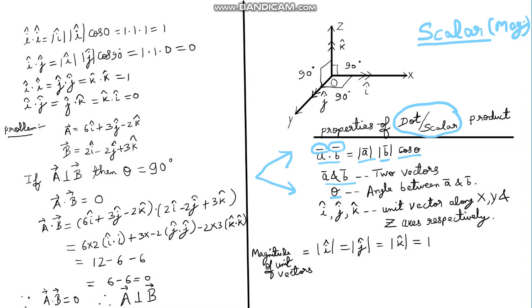Now suppose A is a vector. A vector has magnitude as well as direction, and theta is the angle between these two vectors. Here i, j and k are the unit vectors. The magnitude of a unit vector is always equal to 1. Magnitude of i, magnitude of j and magnitude of k will always be equal to 1. Clear?